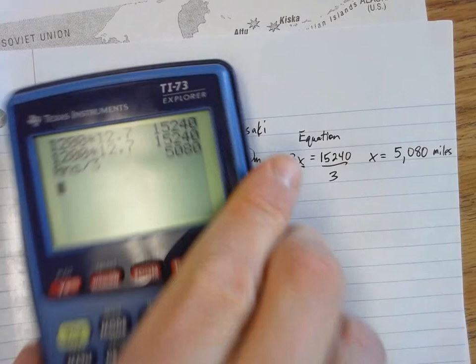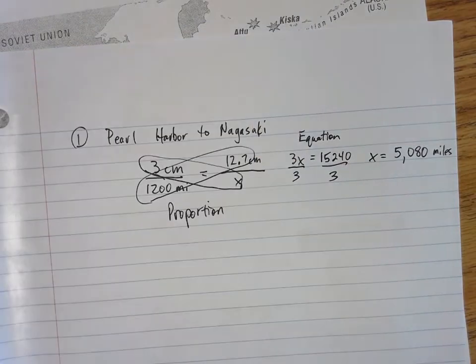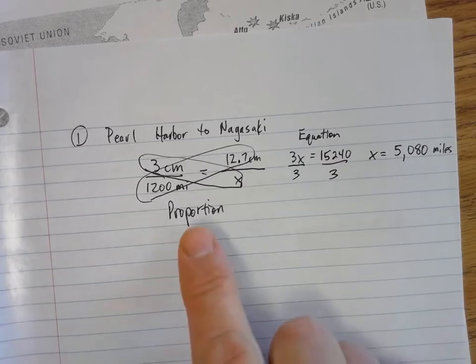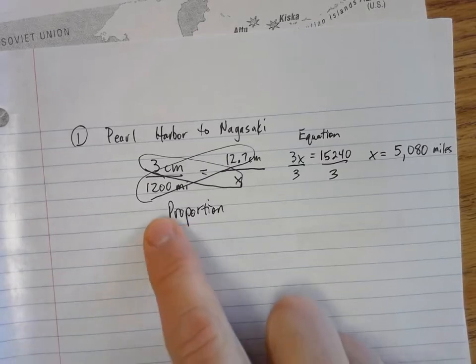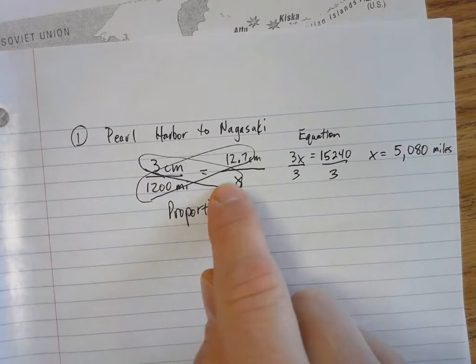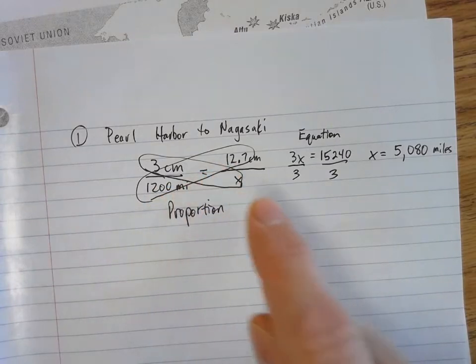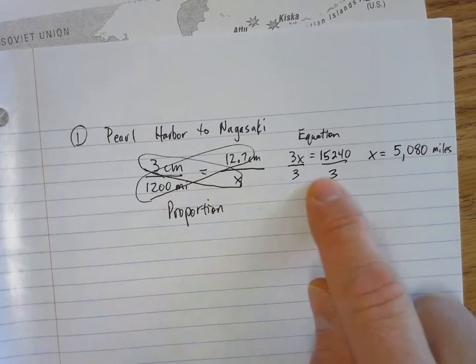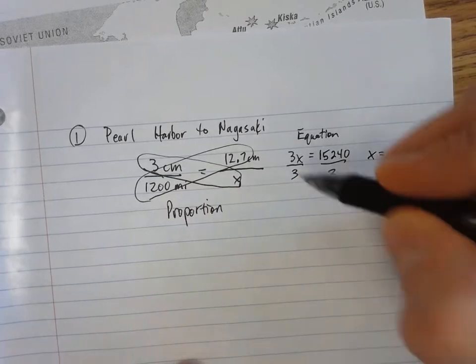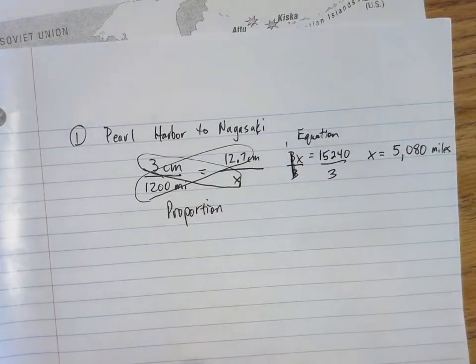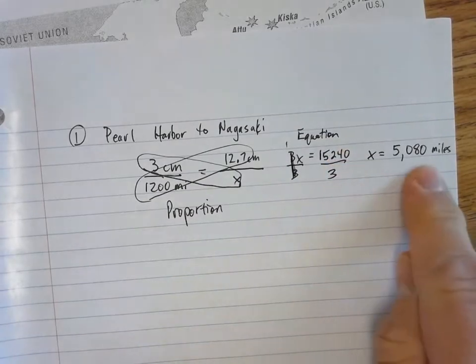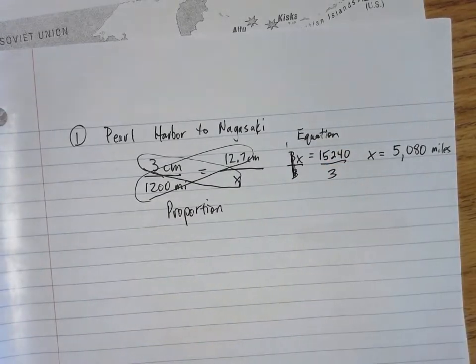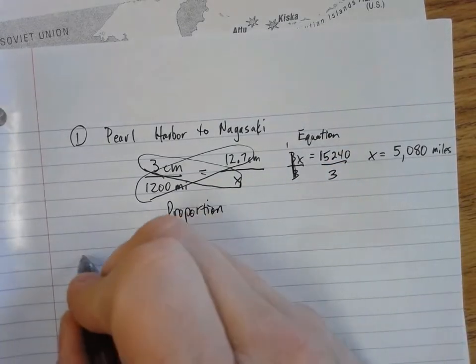So don't forget, you set up the proportion, cross products, 3x here. You multiply those together, you get 15,240. Set your little equation up here, divide both sides by 3. Of course, 3 divided by 3 is 1, so they cancel out. Then 15,240 divided by 3 gives us an answer of 5,080 miles. All right, so there's one. Let's do us another one.